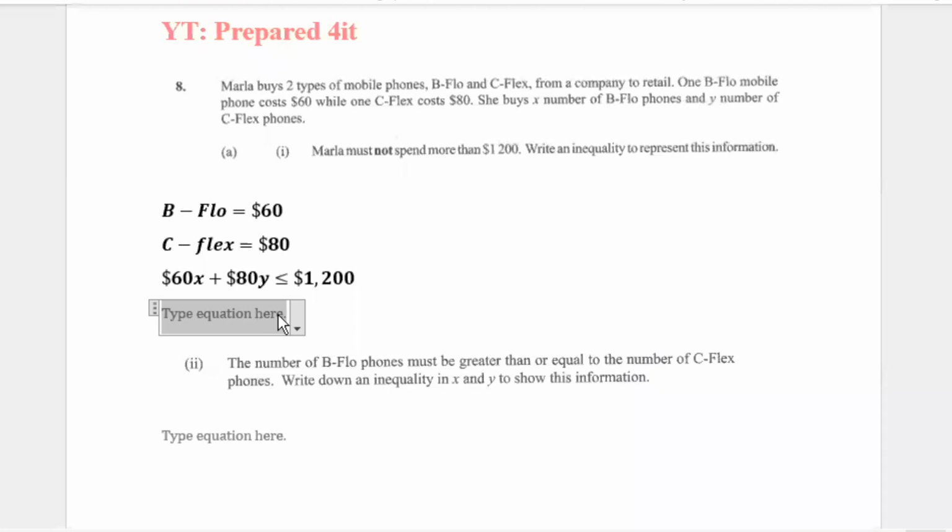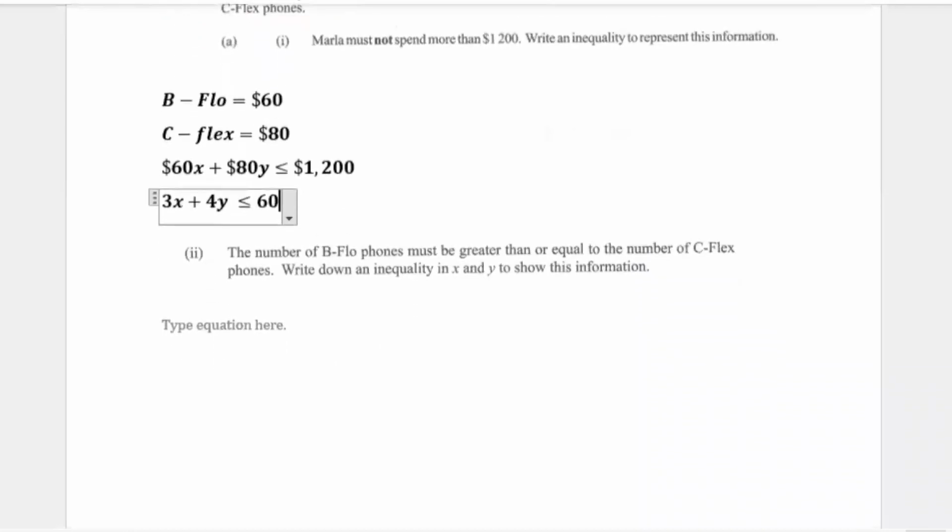And the good thing is, we know that this can be simplified. We can divide through by 20. 20 into 60X leaves us with 3X, plus 20 into 80Y is 4Y, is less than or equal to 1,200 divided by 20, which leaves us with 60. And this is our simplified inequality and our answer. And it's a 1 mark question, guys, so there's no if or but as to what it is.